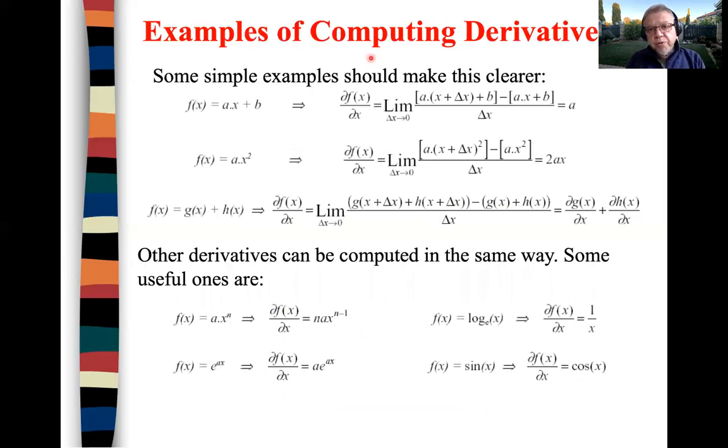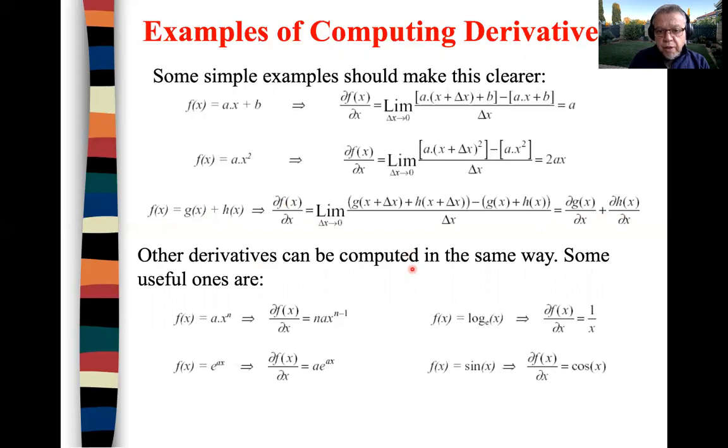So, some examples of computing derivatives, from very basic. For example, if you have a function ax plus b, which is the equation of a line, the derivative with respect to x is the limit, and you replace f of x plus delta x here, minus f of x, divided by delta x. You find a. So the derivative of ax plus b is simply a. The derivative of ax squared is 2ax. The derivative of a sum is the sum of the derivatives.